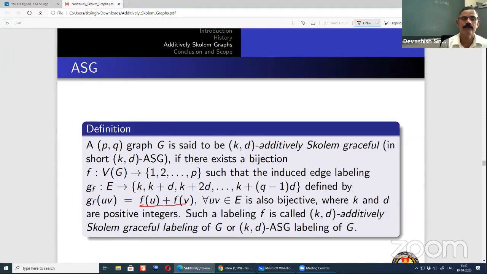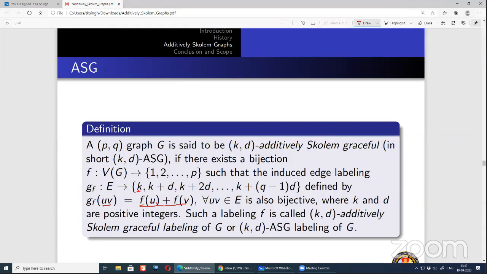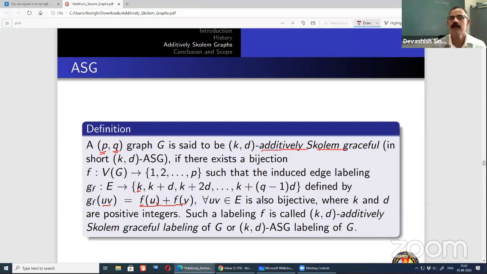So if we label the vertices from 1 to p, and if you take the edge labels as the sum of the end vertex labels, then if all the edge labels are k, k+d, k+2d up to k+(q-1)d, where q is the number of edges in the graph and p is the number of vertices, then we call such labeling an additively Skolem graceful labeling, and the graph which admits it we call an additively Skolem graceful graph.